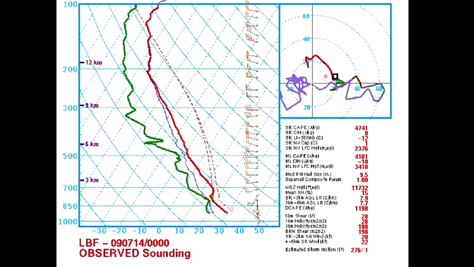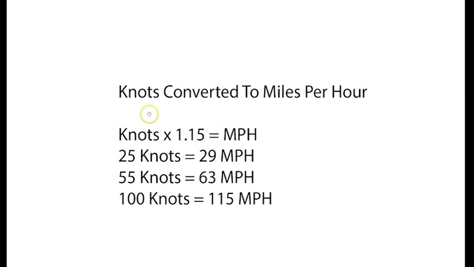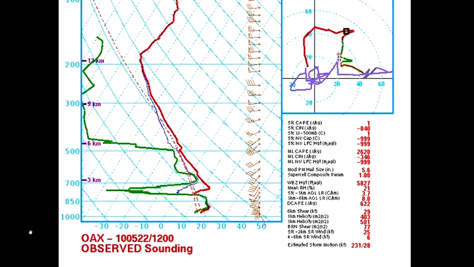So anyway, again, it's just a balloon the Weather Service sends up and measures the actual air. Since everything's given in knots, I figured I'd show real quick how to convert that to miles per hour. Basically, they're really close. To get miles per hour, you multiply the knots by 1.15. The 25 knots is 29 miles per hour. 55 knots, 63 miles per hour. 100 knots, 115. Here's a sounding from Omaha, Nebraska on a big day in South Dakota, May 22nd, 2010.